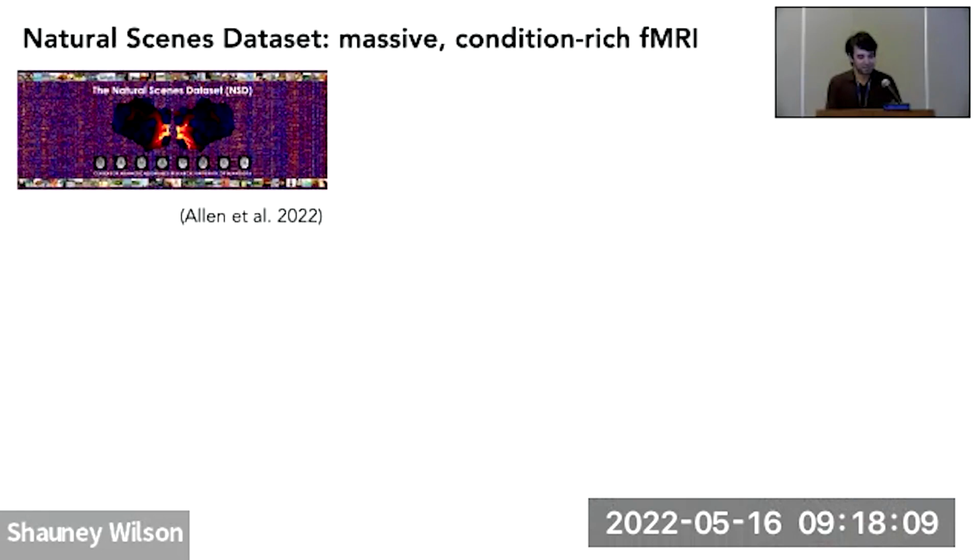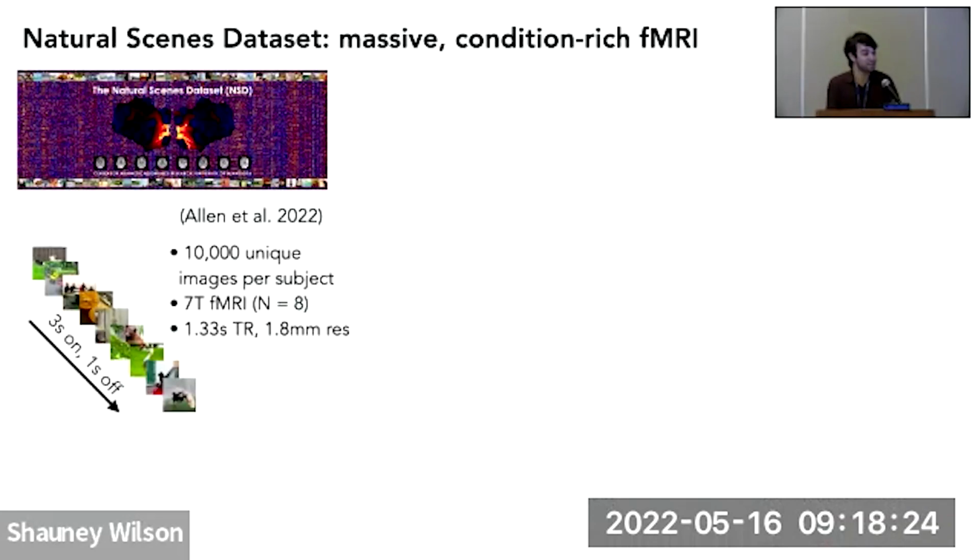The natural scenes dataset is part of a new era of massive condition-rich designs that go beyond studying just a few targeted categories, and instead model brain responses to a diverse set of individual images at scale. In NSD, subjects viewed thousands of natural scenes from the COCO dataset while being scanned at high resolution.